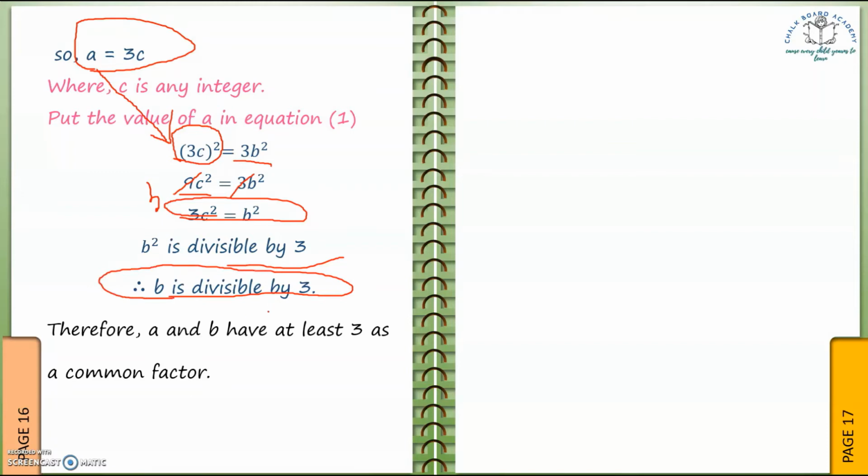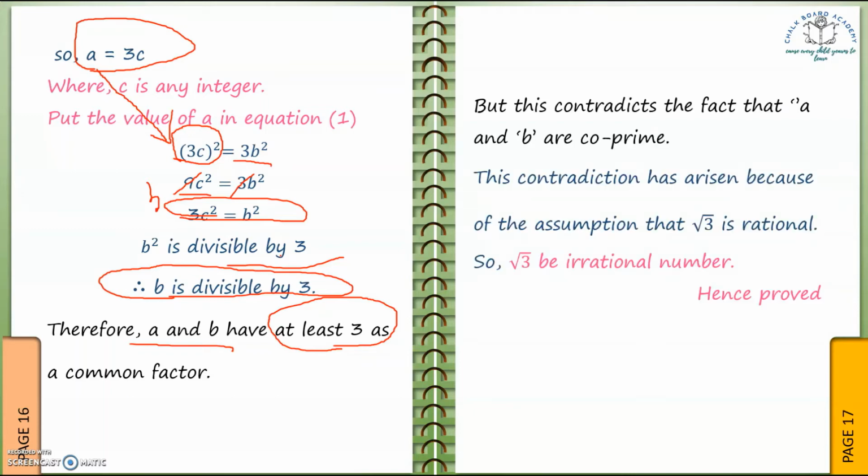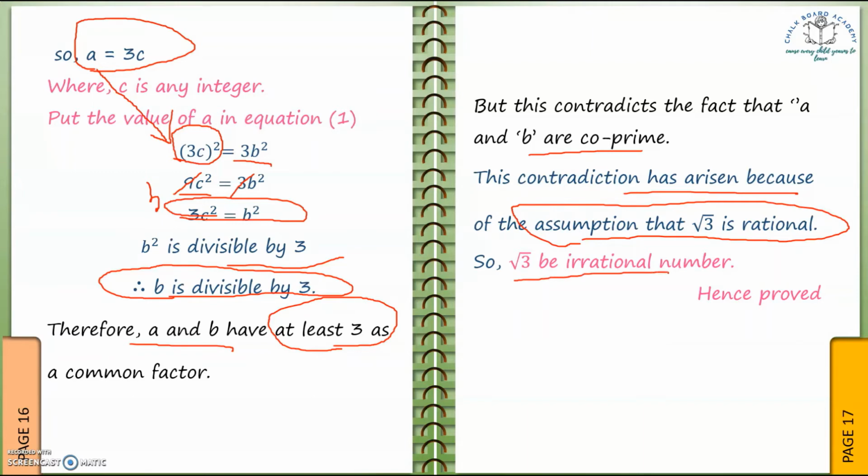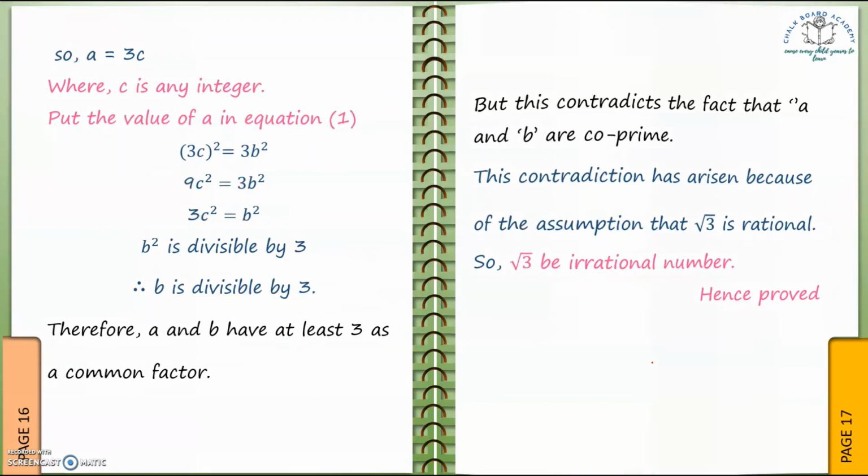If both the two terms are divisible by 3, then they must have a common factor called 3 here. So they are not co-prime, because co-prime numbers are the numbers which do not have any common factor between them. So this is actually contradictory to the fact that a and b are co-primes. Why has this occurred? This is due to the fact that we have made the assumption that root 3 is a rational number. So our assumption is wrong and root 3 is an irrational number.